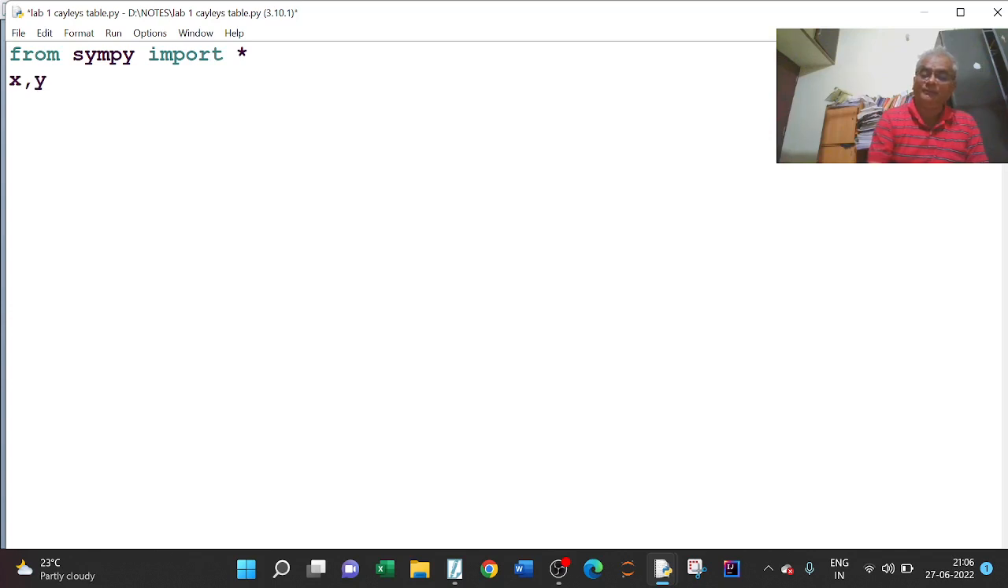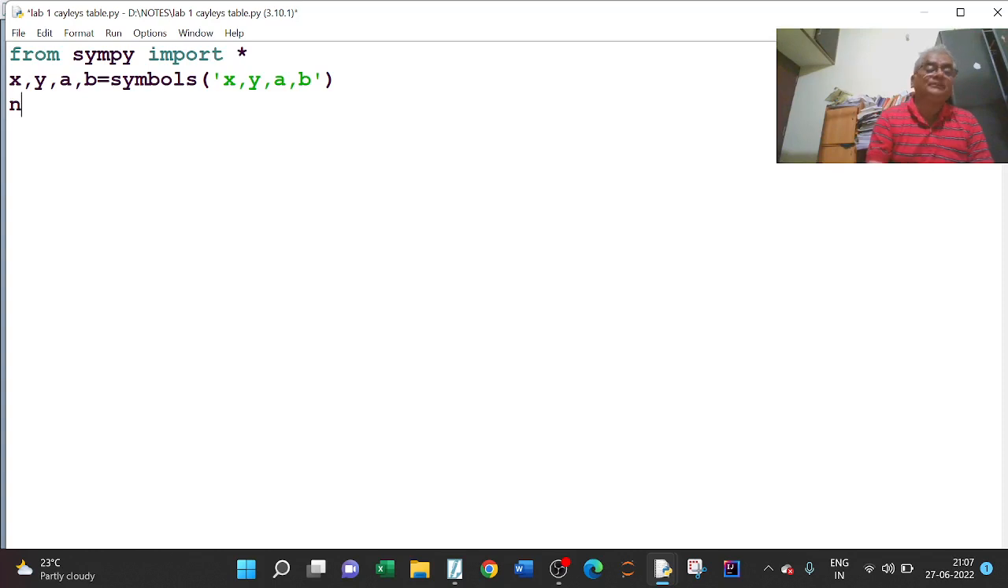x, y equal to symbols, x comma y in quotes, close bracket. And if you want, you can take a and b also here, comma a comma b. This is if you want to expand the function in Taylor series around x equal to a, y equal to b. Here, in the Maclaurin series, I am not using a and b. We are just declaring that they are also symbols.